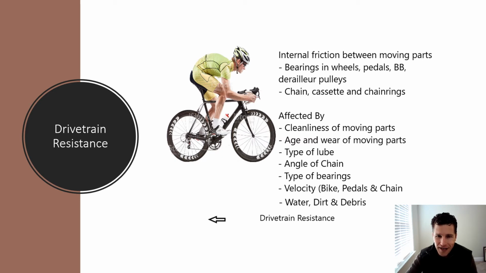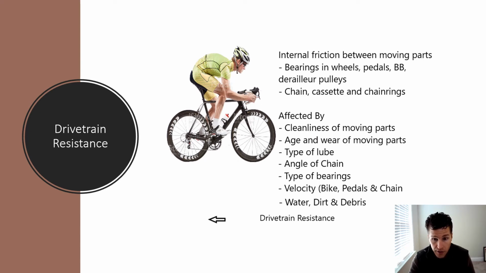So like I said, it's going to be affected by how clean those moving parts are, how worn out and old they are. Also, the type of chain lube and the lube you might use in the bearings. It's going to be affected by the angle of the chain, because if you're cross-chained, that's going to cause additional friction in the links of the chain. And also, if you look at the derailleur pulleys, it's a tighter angle and a little bit more friction there.